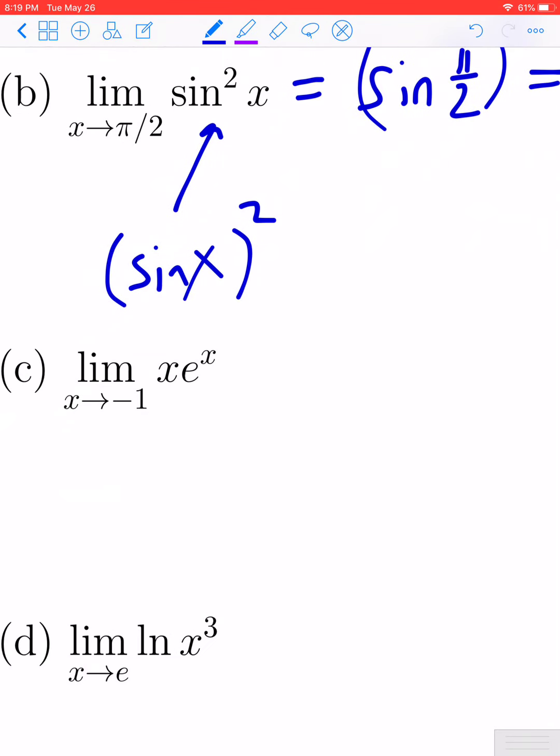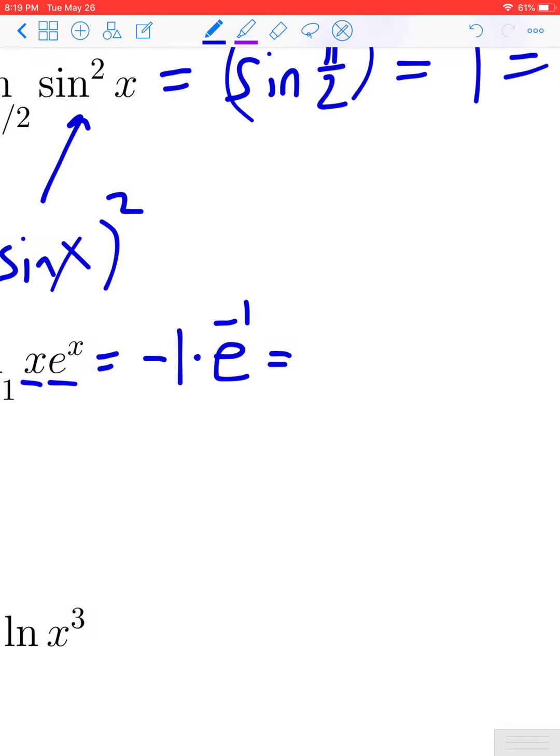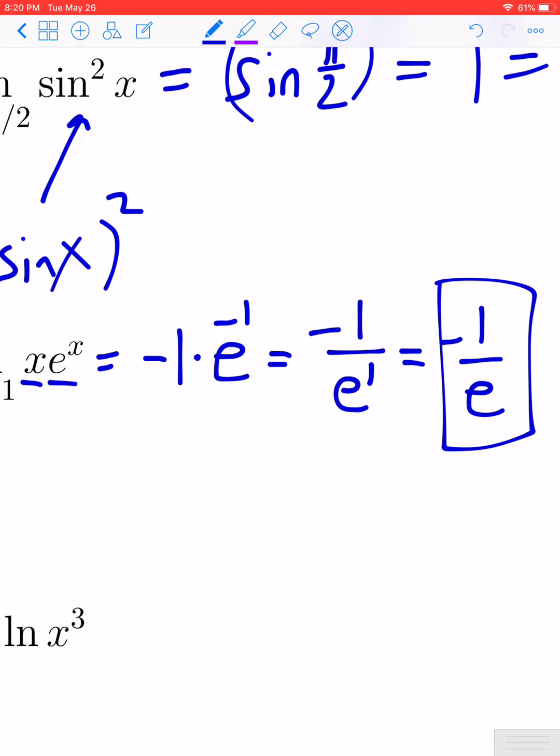In part C, this function is the product of x with e to the x, both of which are well defined for all real numbers. So we can find this limit via direct substitution. It's going to be negative 1 times e to the negative 1 power. We don't want to leave this with a negative exponent, so we're going to bring that e down into the denominator to make its exponent positive 1. And so as a limit, this one is going to be negative 1 over e.